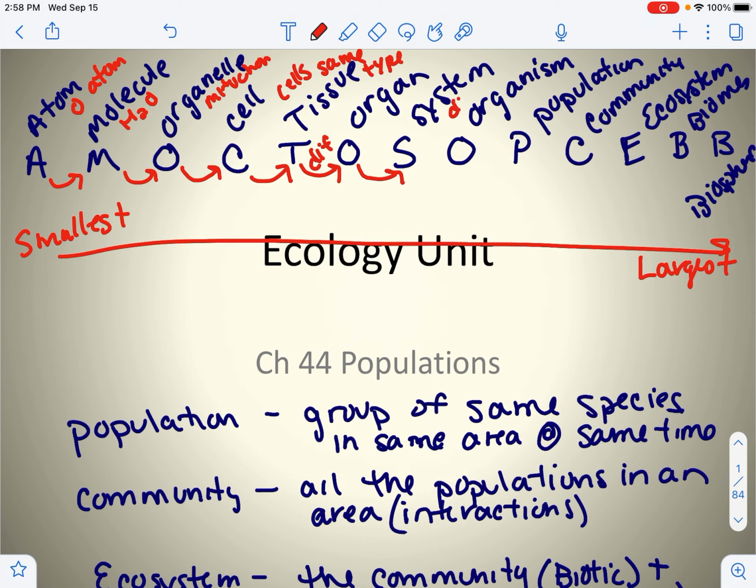An example would be the digestive system. Our organ example was the stomach. So the digestive system is the stomach, the small intestine, the large intestine, the liver, and all those working together. And if you put all the systems together, you get an organism. Now this would be a multicellular organism, like a human. Not like a bacteria.